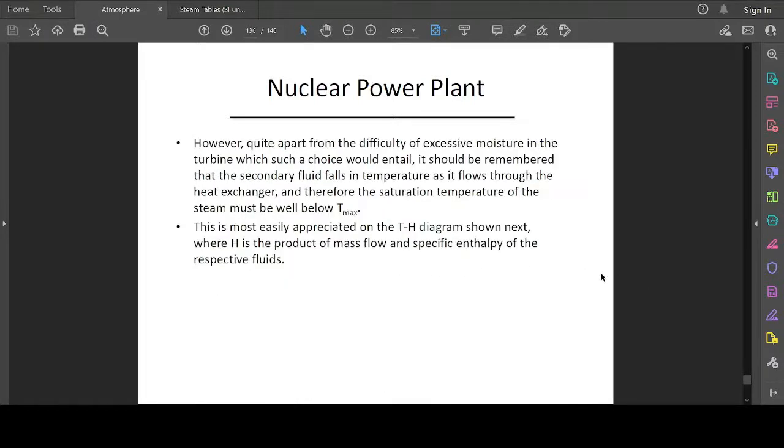Okay. So, quite apart from the difficulty of excessive moisture in the turbine which such a choice would entail, it should be remembered that the secondary fluid falls in temperature as it flows through the heat exchanger, and therefore the saturation temperature of the steam must be well below Tmax. This is most easily appreciated on the temperature-enthalpy diagram shown next, where H is the product of the mass flow and the specific enthalpy of the respective fluid.